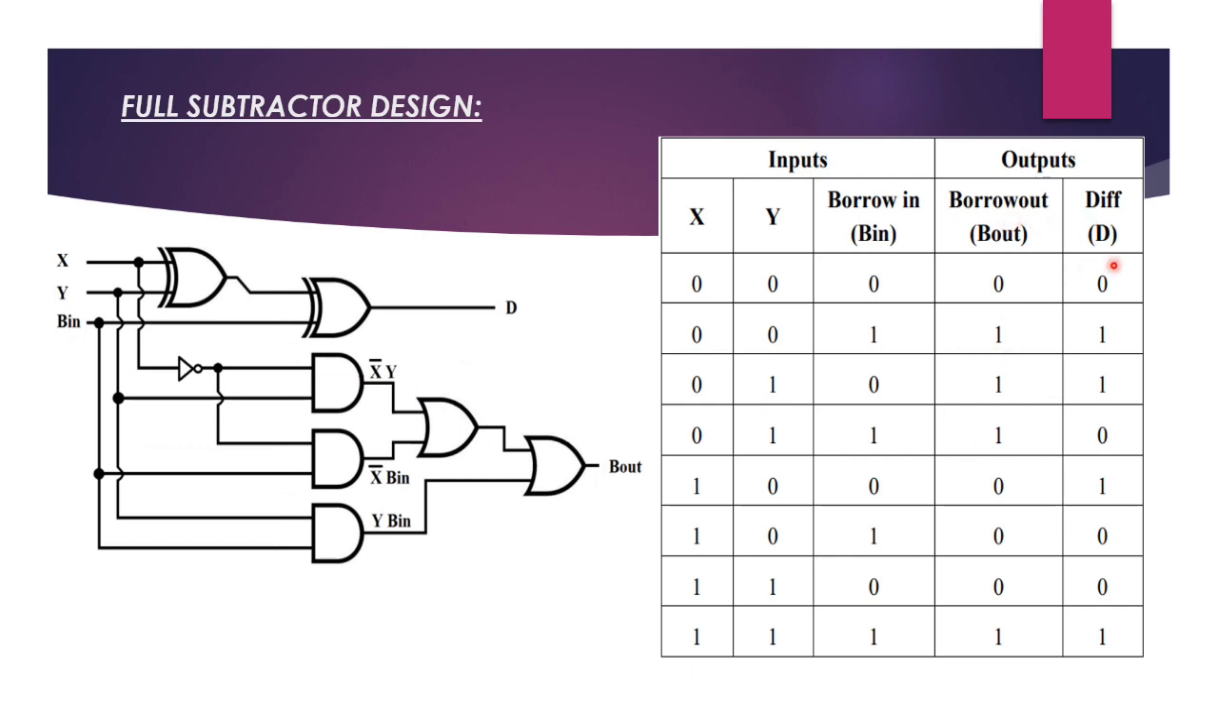The difference will be 1 when only one or three input variables are equal to 1, and borrow is equal to 1 when the X variable is equal to 0, and there is an exception here and here. When all the inputs are 0, the outputs will be 0. When all the inputs are 1, the output will be equal to 1. And there is a slight change in this logic circuit of the full subtractor, that here we have taken a NOT gate, and it functions in the same way as the full adder does.